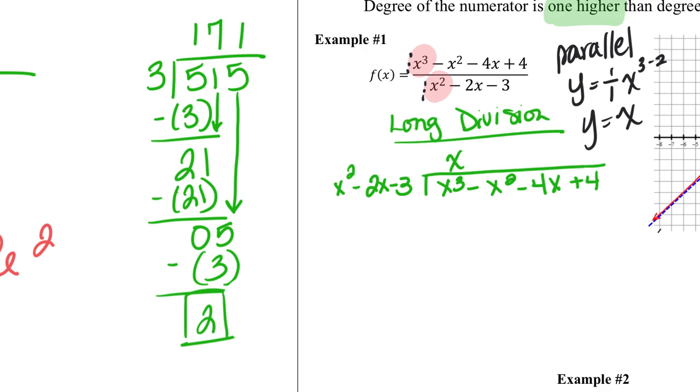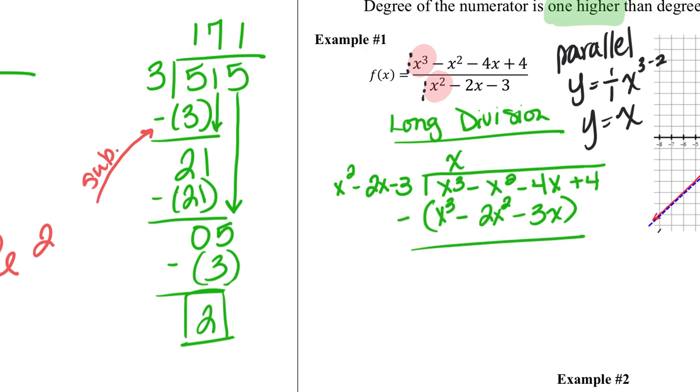We're going to take x and we're going to multiply it into all 3 terms. And when I do, I get x cubed, negative 2x squared, and a 3x. If we come back to our example, notice what happened after we multiplied. We did subtraction. We're going to do the same thing here. We're going to take this product and we're going to subtract it. So x cubed minus x cubed gives me 0x cubed.